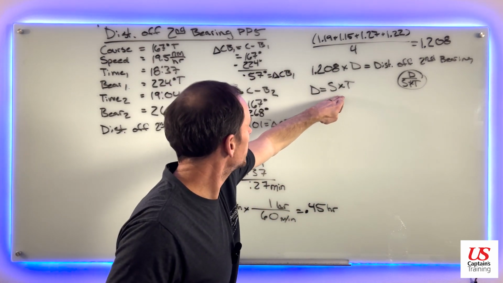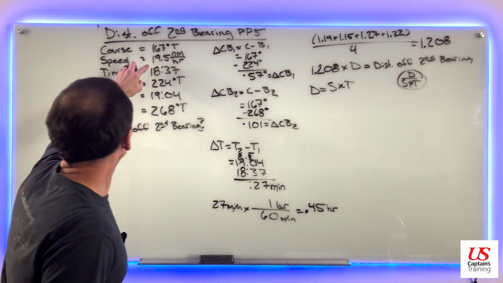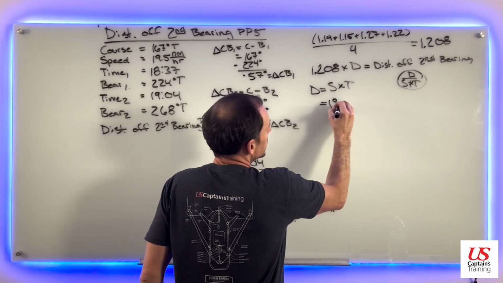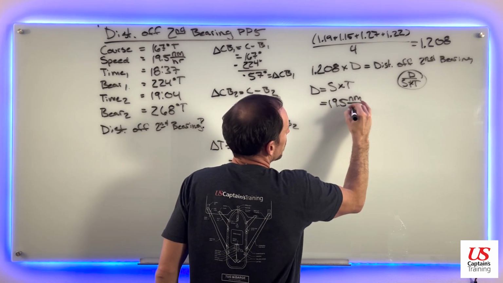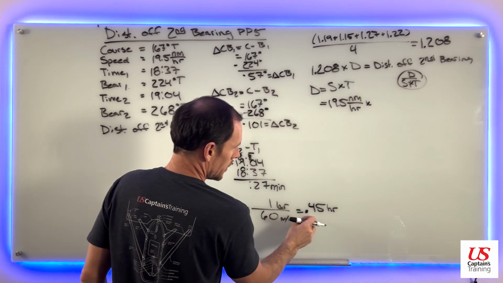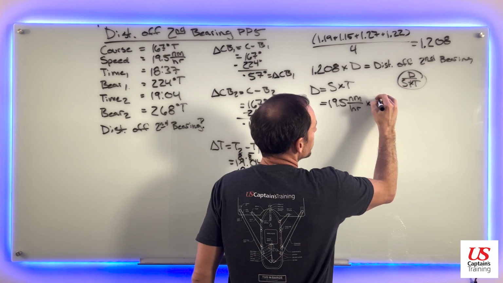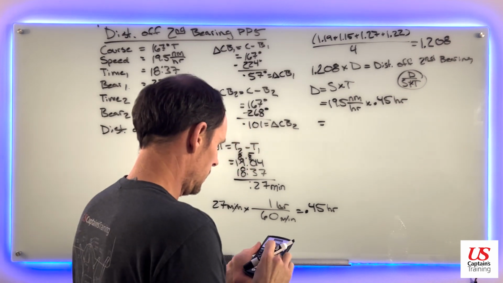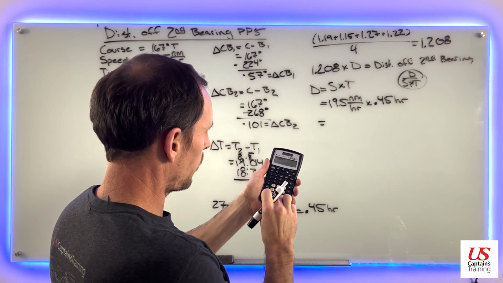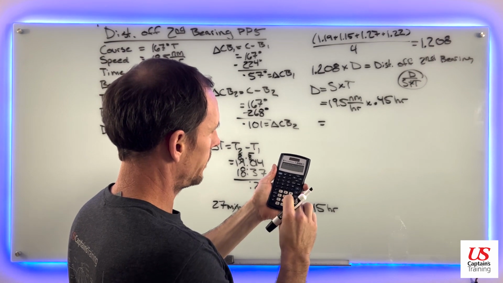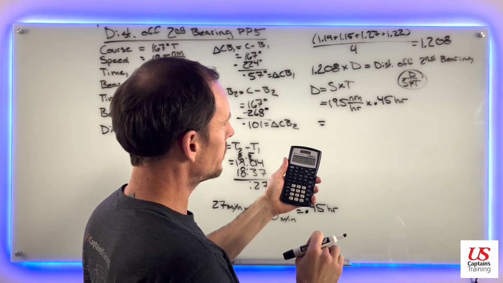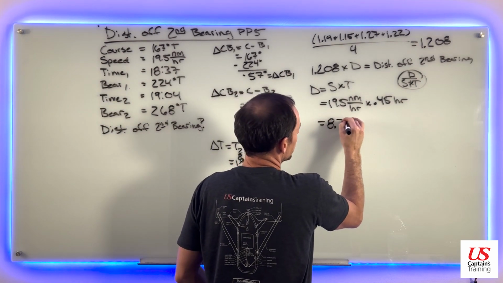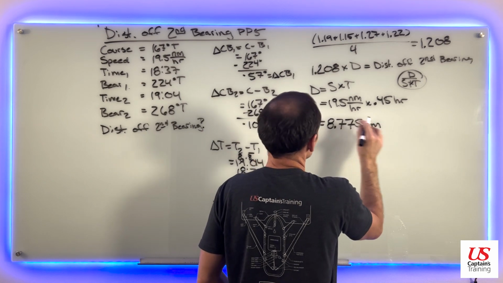Now we're going speed times time. Our speed is 19.5. So distance equals speed times time. Speed is 19.5 nautical miles per hour times time, 0.45 hours. Let's get our distance. 19.5 times 0.45 equals 8.775. We're going 3 decimal places. 8.775 nautical miles. That's our distance.